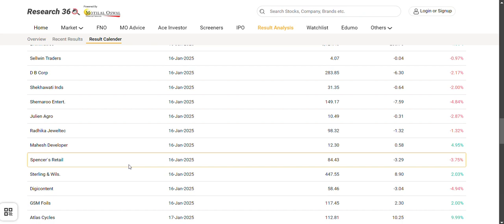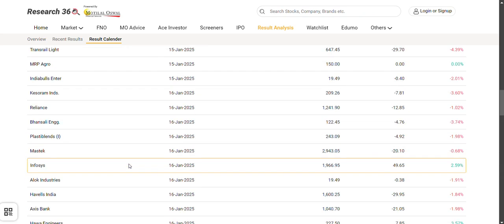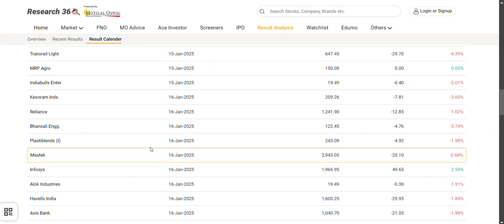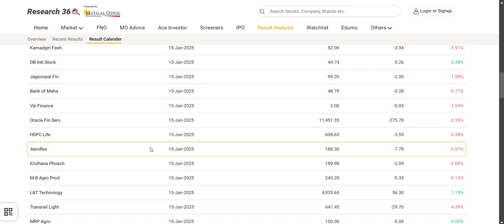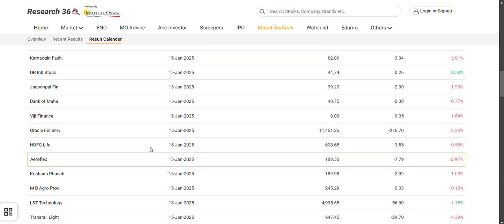So we are finding these two are there, and Reliance is also there. So on the 16th we have results. We will just look into how it goes. These are the three main Nifty stocks which are getting results within this expiry.